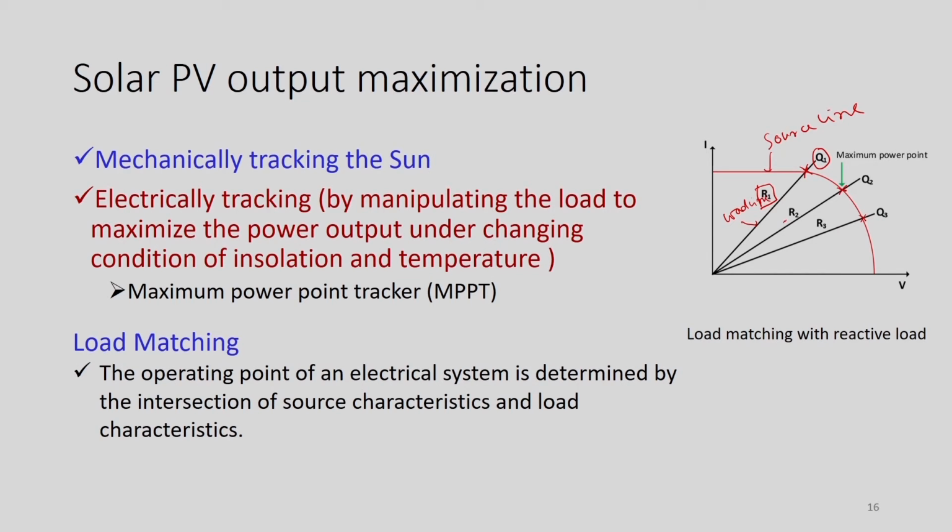Now, our primary intention is to operate the system at this maximum power point. So, if we can connect the load at this condition, then we can maximize the power output from the PV system. That way we can do the load matching. Different loads we can connect and we can see which load is giving the best performance. So, this operating point of the electrical system is determined by the intersection of the source characteristics and load characteristics, and our target is to operate the system at the maximum power point.